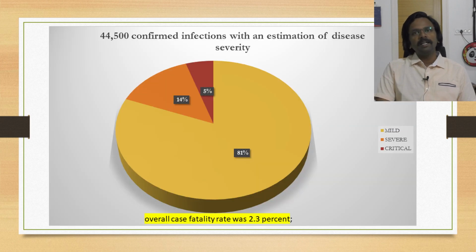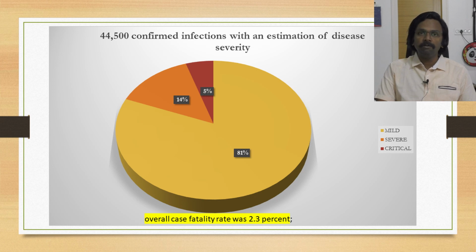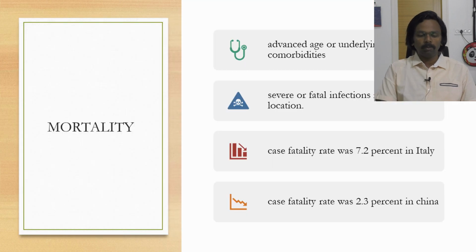This was a study done on 44,500 patients with confirmed infections to estimate the disease severity. This study clearly shows that 81% of patients will have a mild illness and 14% will develop severe illness, which requires hospitalization and proper care, and only 5% of patients will develop critical illness, and the overall case fatality is only 2.3%. And now when we talk about the mortality, what are the factors which are influencing the mortality?